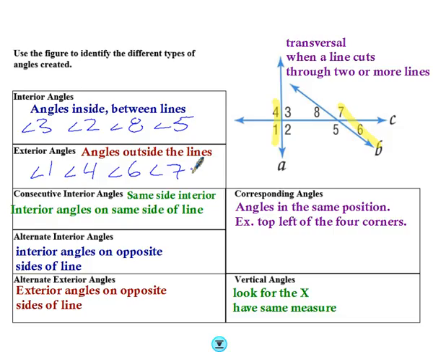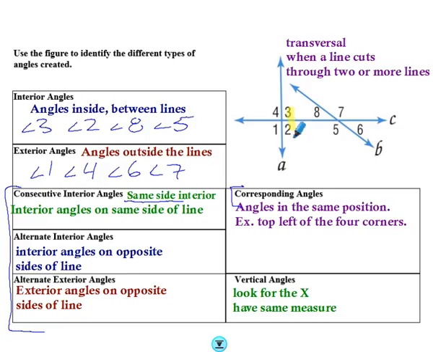Now down here, these words that we are going to discuss right here, these are our angle relationships. This is when we can say these two angles are this type of angle. So the first angle relationship we're going to discuss are consecutive interior angles. Sometimes you may hear them being referred to as same side interior. And if you think about the word same side interior, the definition just says that they are interior angles on the same side of the line.